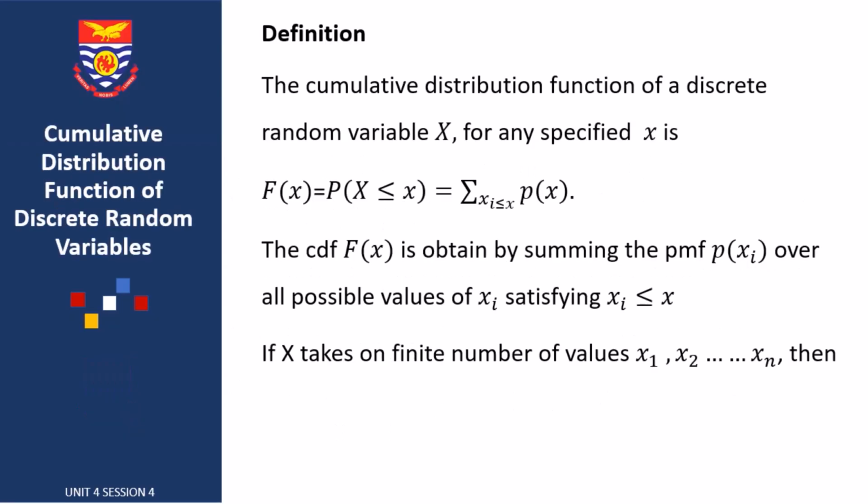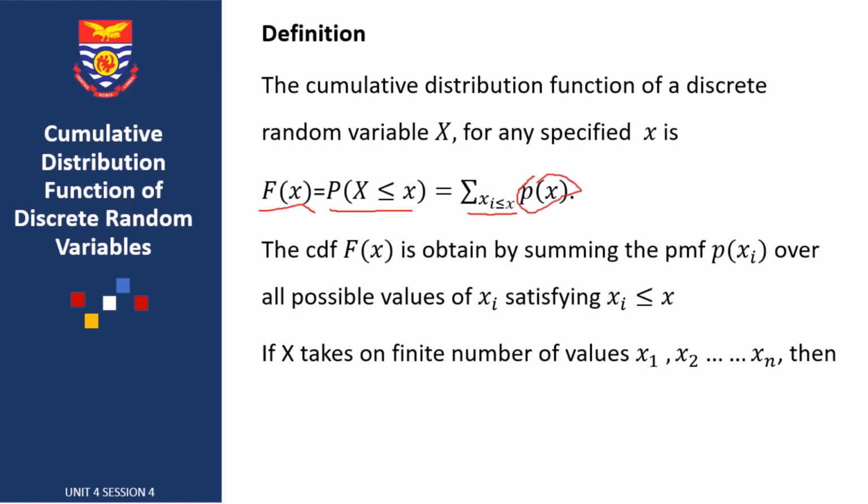Definition. The cumulative distribution function of a discrete random variable X, for any specified x, is F(x), giving us the probability of the random variable X assuming a value less than or equal to small x. And what it means is that we are summing all the probabilities for x_i less than or equal to x. That's what it means.